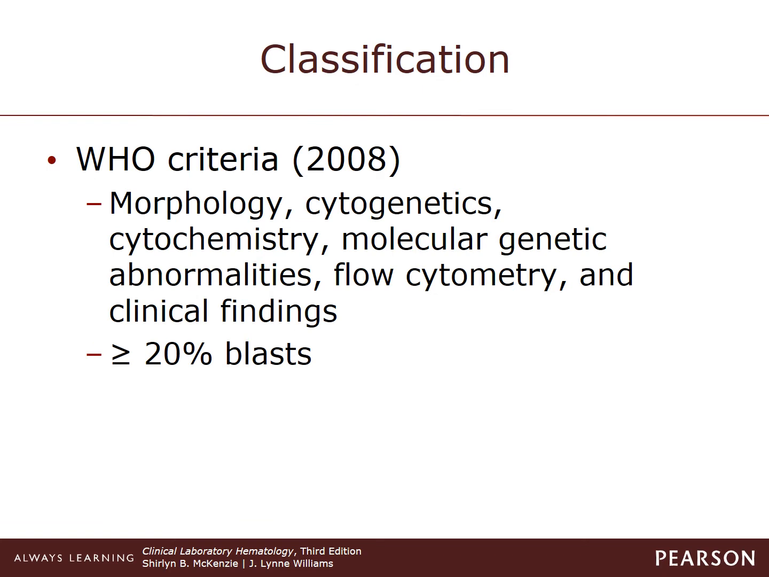In 2008, the World Health Organization made classification categories for the umbrellas of acute myeloid leukemia. They are based on first having over 20% blasts, and then characteristics defined by either morphology, cytogenetics, molecular genetic abnormalities, cytochemistry, flow cytometry, and any clinical findings. So let's get to the 6 categories here.